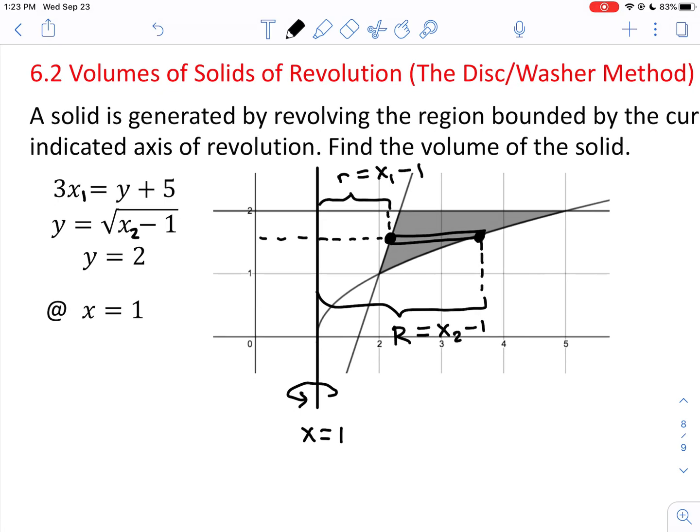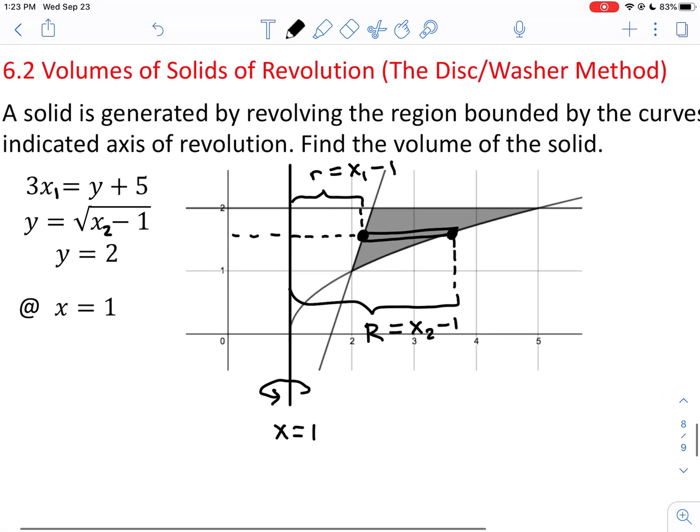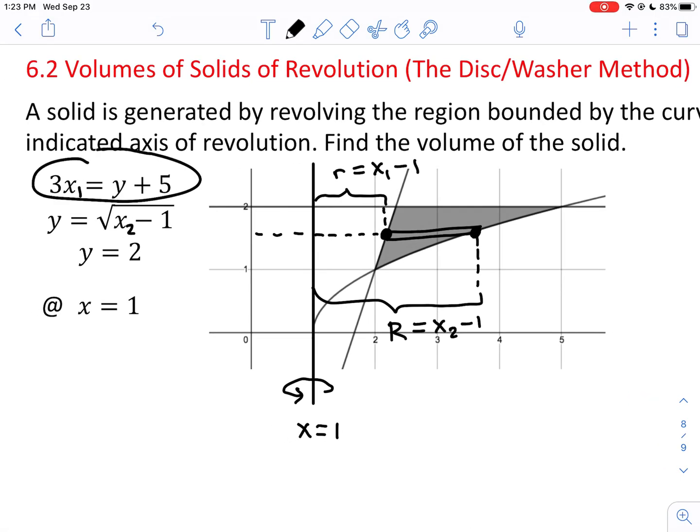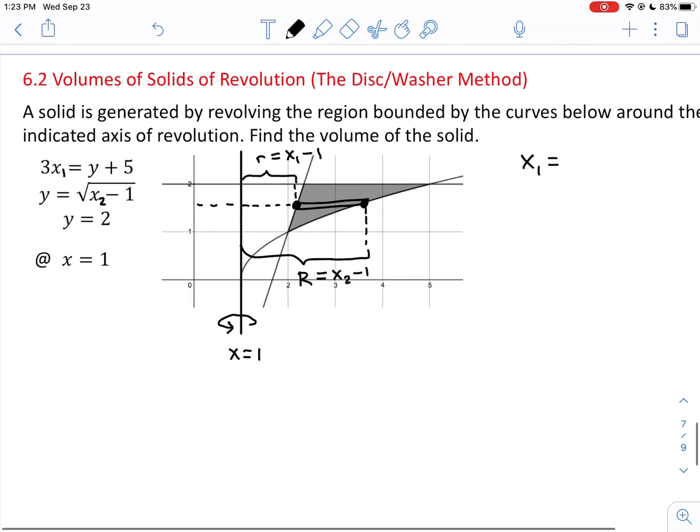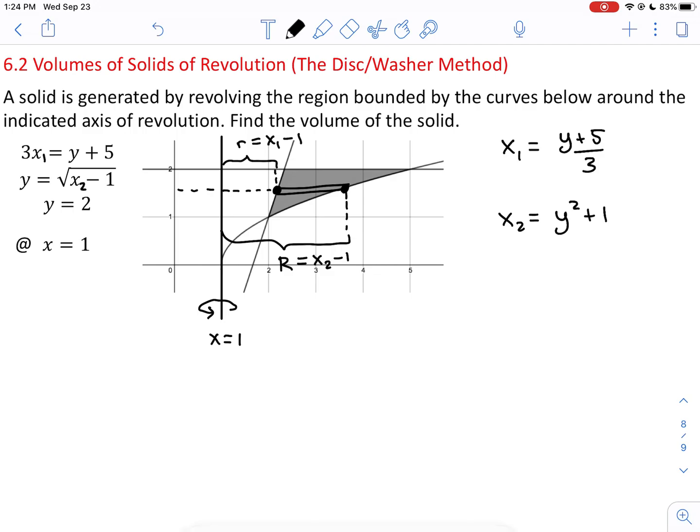But now you want to, once again, solve these equations for x1 and solve for x2, which we did before. x1 is the same thing as (y plus 5) all over 3. And x sub 2, looking at that second curve in our list, is going to be y squared plus 1. Little r is x1, which is (y plus 5) all over 3, minus a 1, just following that structure. So big R is equal to x sub 2, which is y squared plus 1, and then minus 1. So in this case, big R simplifies to just simply y squared.